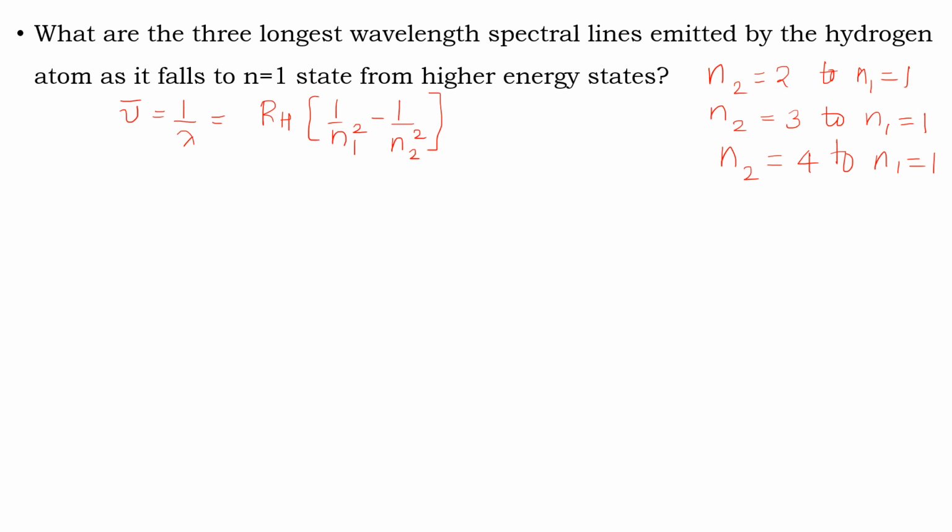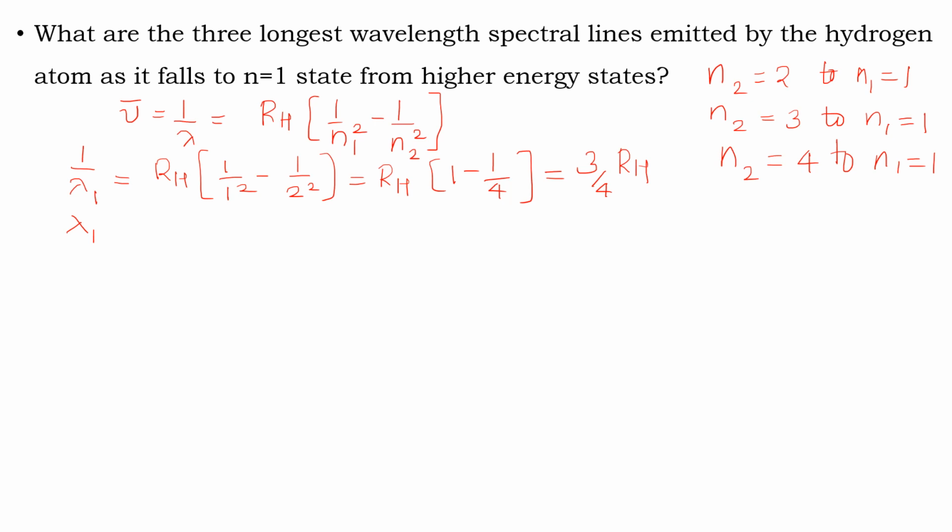And the first wavelength can be represented as lambda 1, that is 1 by lambda 1 can be represented as Rh into the first transition is 2 to 1, that is 1 by 1 square minus 1 by 2 square. That is Rh into 1 minus 1 by 4. That is 3 by 4 Rh. Therefore, the first longest wavelength spectral line lambda 1 is equal to 4 by 3 Rh. Substituting the value of Rh, that is 1.09678, then we get the value of lambda 1 as 1220 angstrom.